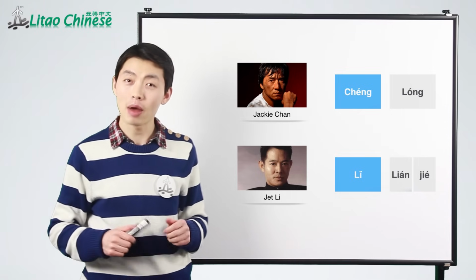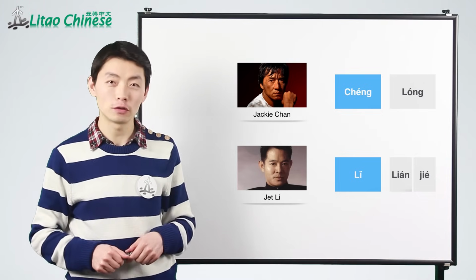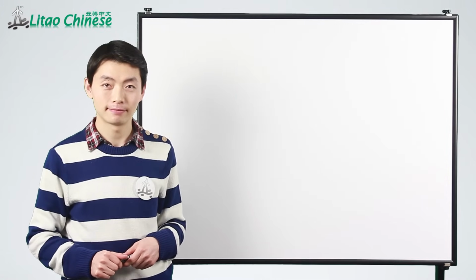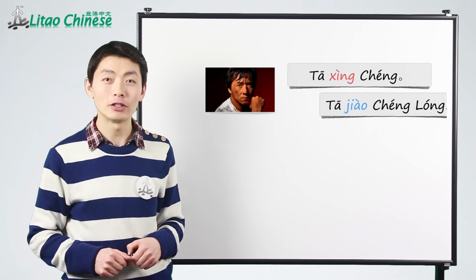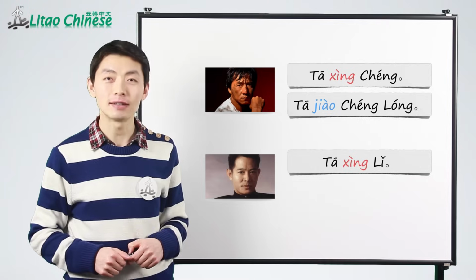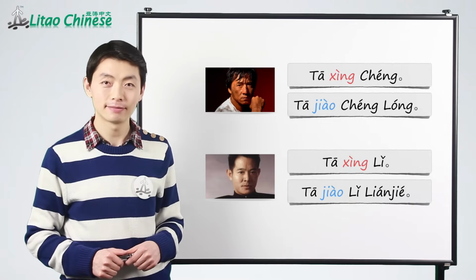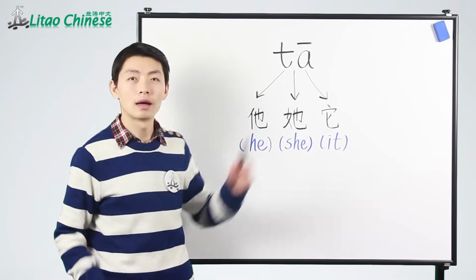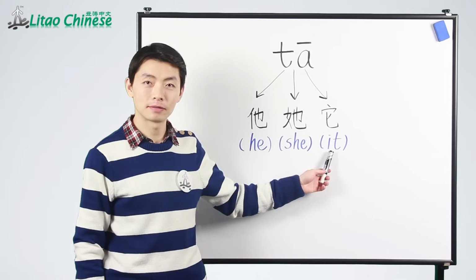Okay, let's practice introducing the names of the two kung fu stars with 姓 and 叫. 他姓程，他叫成龙。他姓李，他叫李连杰。他 means he, she, or it.